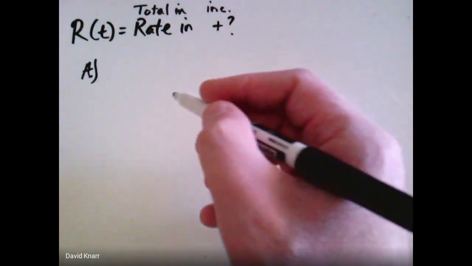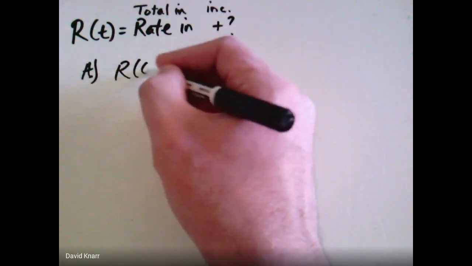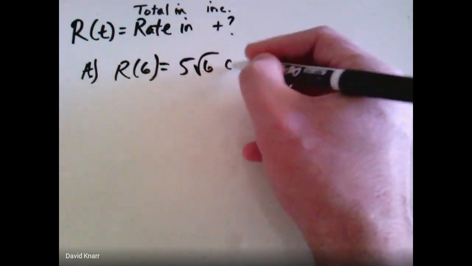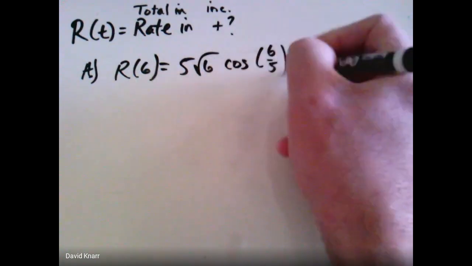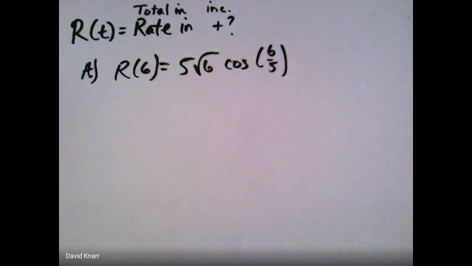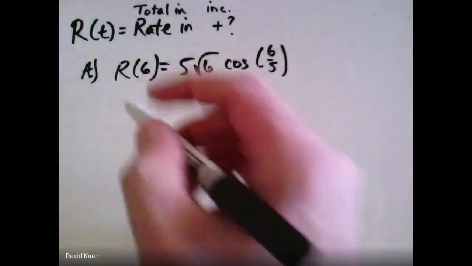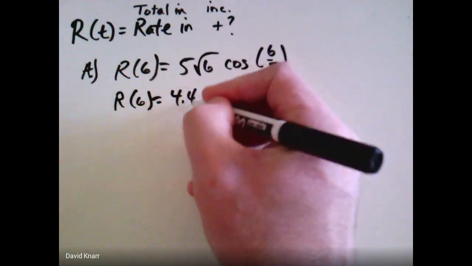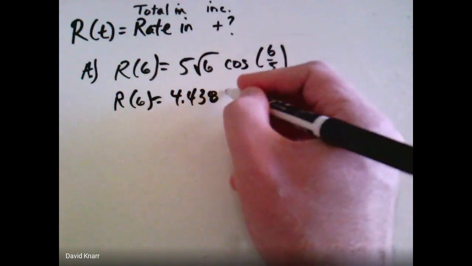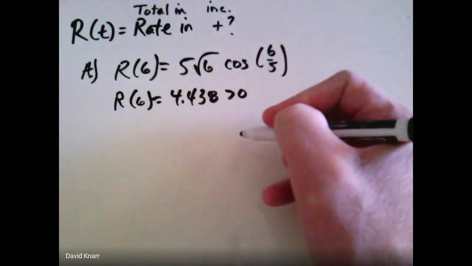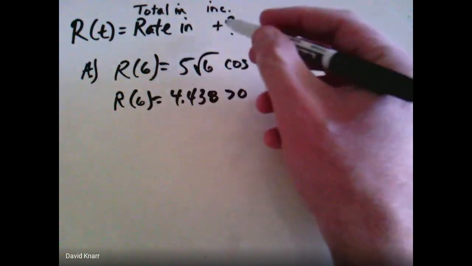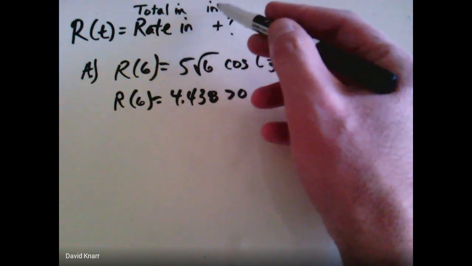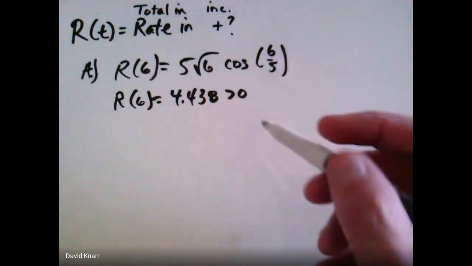We can find that out pretty easily by just calculating R of 6. R of 6 would just be 5 radical 6 cosine of 6 over 5. Make sure your calculator is in radian mode. It has to be in radians. If you do it in the calculator, you'll get the answer. R of 6 is 4.438. That number is in fact greater than 0. So since R is bigger than 0, R is positive. That means the number of mosquitoes is increasing at time t equals 6.